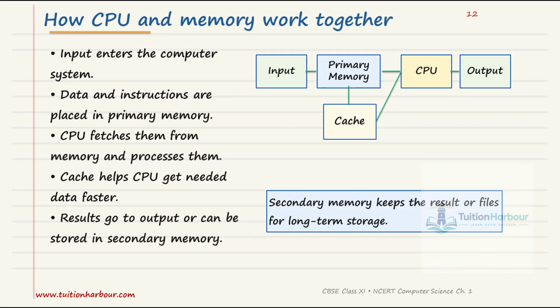Here is the full flow. Input enters the computer and is placed in primary memory. The CPU fetches and processes it. Cache provides frequently needed data quickly. The result is sent to an output device or saved in secondary memory.